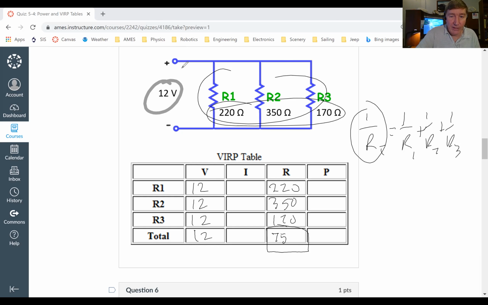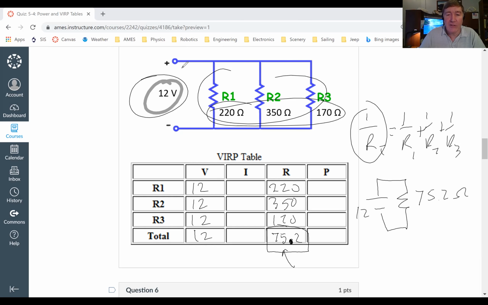I get 75.2. If I were to round it off to 2 sig figs, the answer would be 75. But I like to carry an extra sig fig along just to be safe. So that means that if I had one circuit with one resistor in it, a 75.2 ohm resistor, and that was a 12 volt battery, this battery would feel the same resistance that the battery up here would feel. So I can use that to calculate the current then.